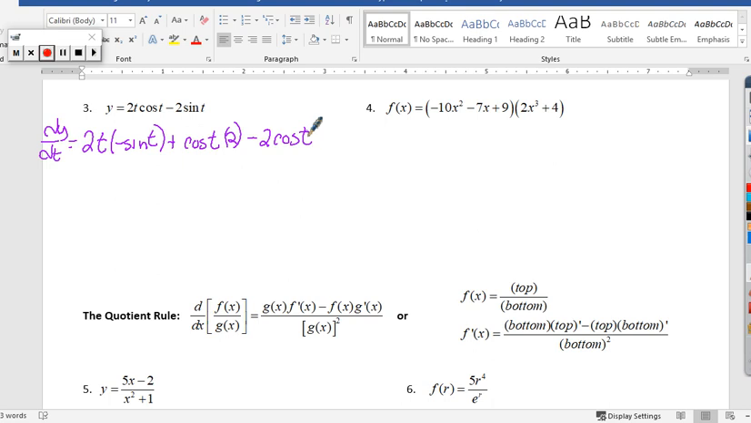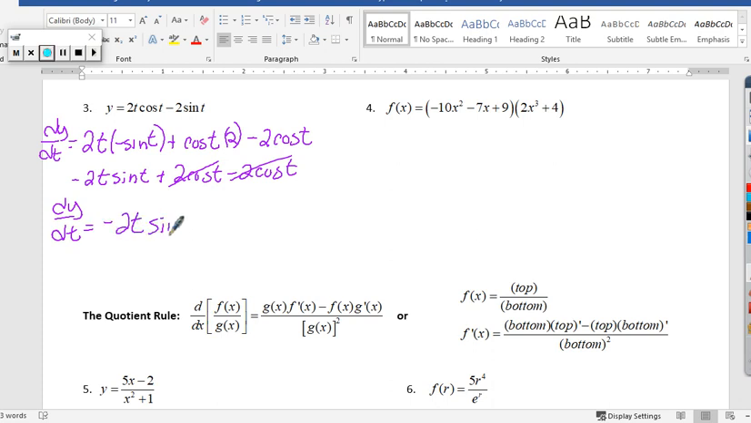So just looking at what we've got here, let me bring this negative out. So minus 2t sine t plus 2 cosine t minus 2 cosine t. All right, so these guys are going to cancel each other out, and so what we're left with here is dy dt is equal to negative 2t sine t for our final derivative answer.